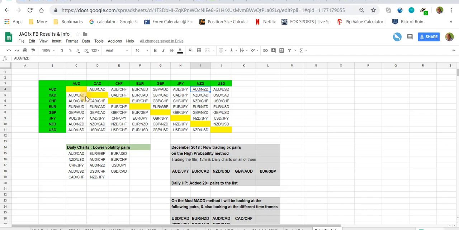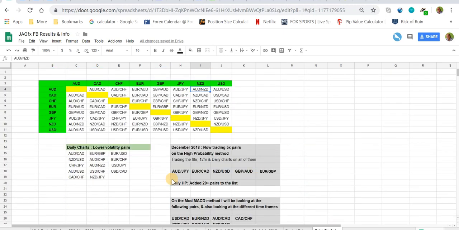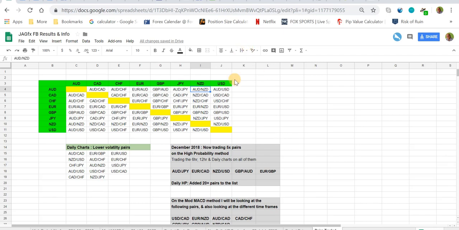So basically these are the pairs I'm trading. You can just see the 8 pairs, just a bit of a table there. I've got some notes about them. You can read all about it. So I'll be trading about, I think it's 28 or 29 pairs plus gold and silver, on the high probability, and I'll be only trading the 7 pairs on the mod MACD, which are these 7 pairs here. We'll go through the charts in a minute.